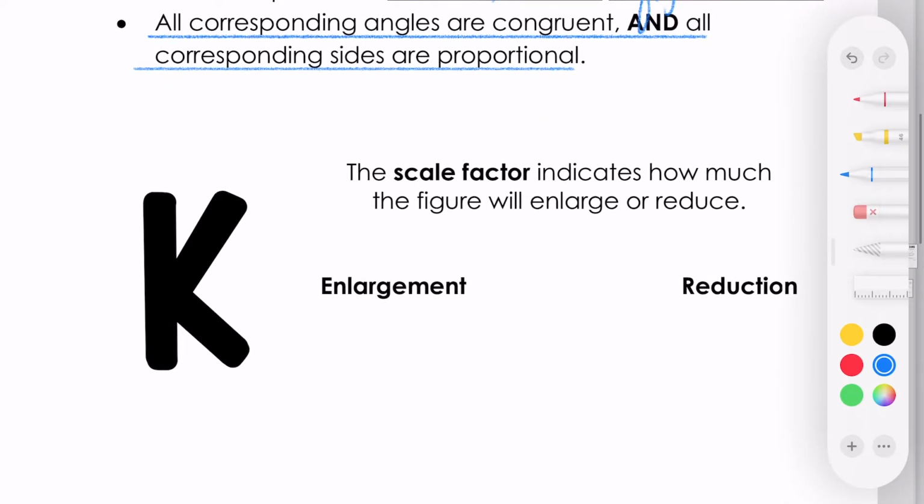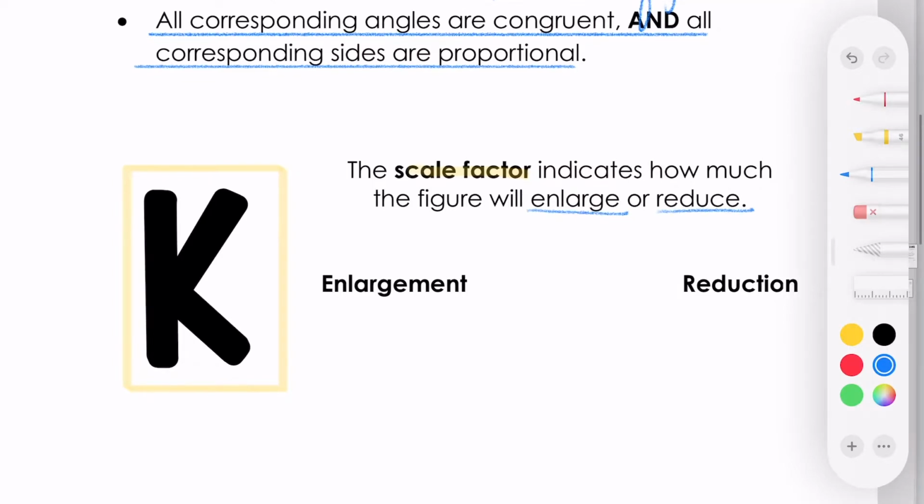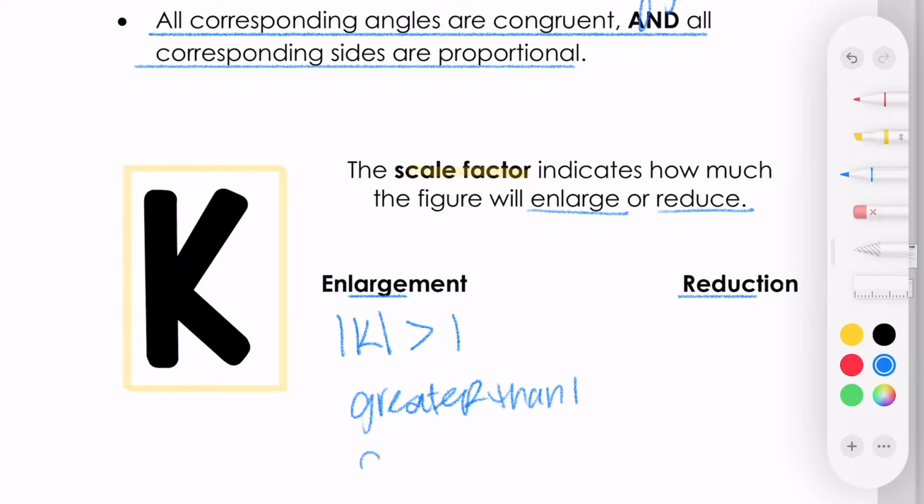Now the scale factor, we use the letter k for it, typically a lowercase k. This indicates how much the figure will either enlarge or reduce. So remember, if it's an enlargement, it's getting larger, so the absolute value of k is greater than 1. If it's greater than 1, you can write it down this way: greater than 1, greater image. And that makes sense. If you multiply something by something bigger, it's going to get bigger.